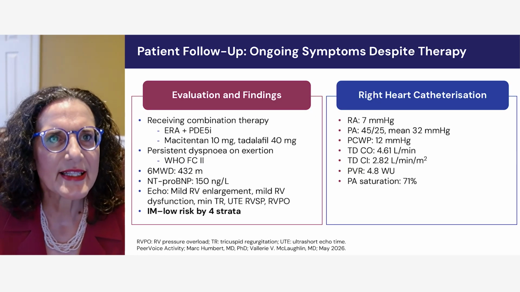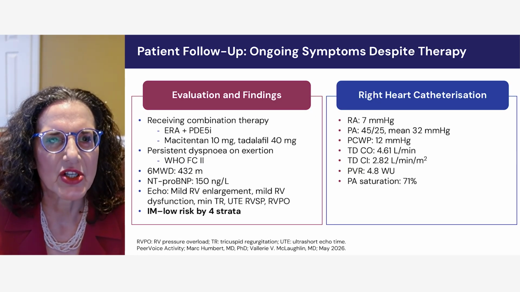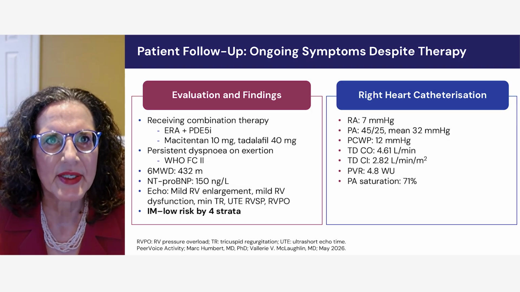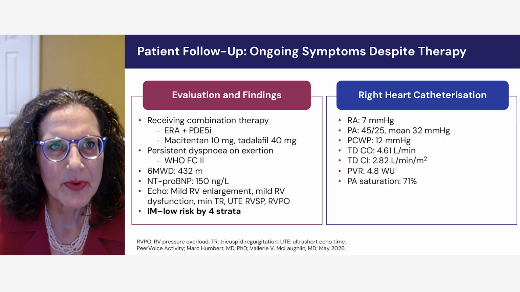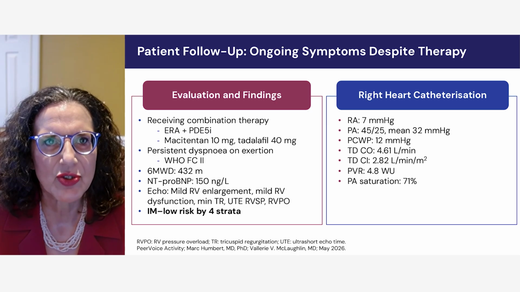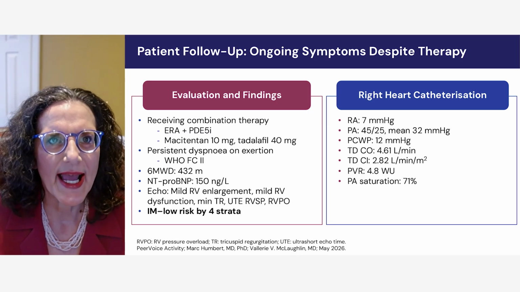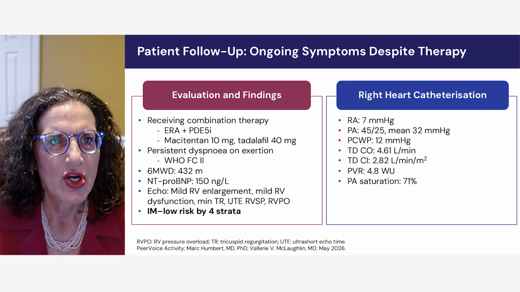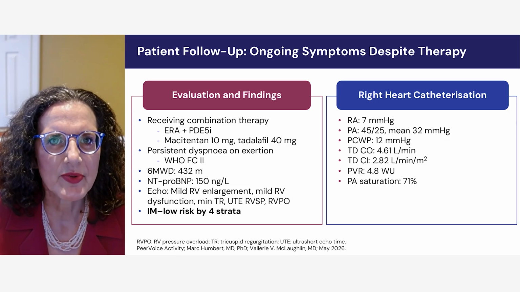So let's see what happened to our patient. Despite initial combination therapy, she has some limitations still and elevated biomarkers. So when she was seen a few months later on dual oral combination therapy with an ERA and PDE5, she had an improvement, but she still had functional class 2 symptoms. Her 6-minute walk had actually improved quite substantially, but still not quite where we want it to be, especially given her age. Her NT-proBNP had also improved, which is great.